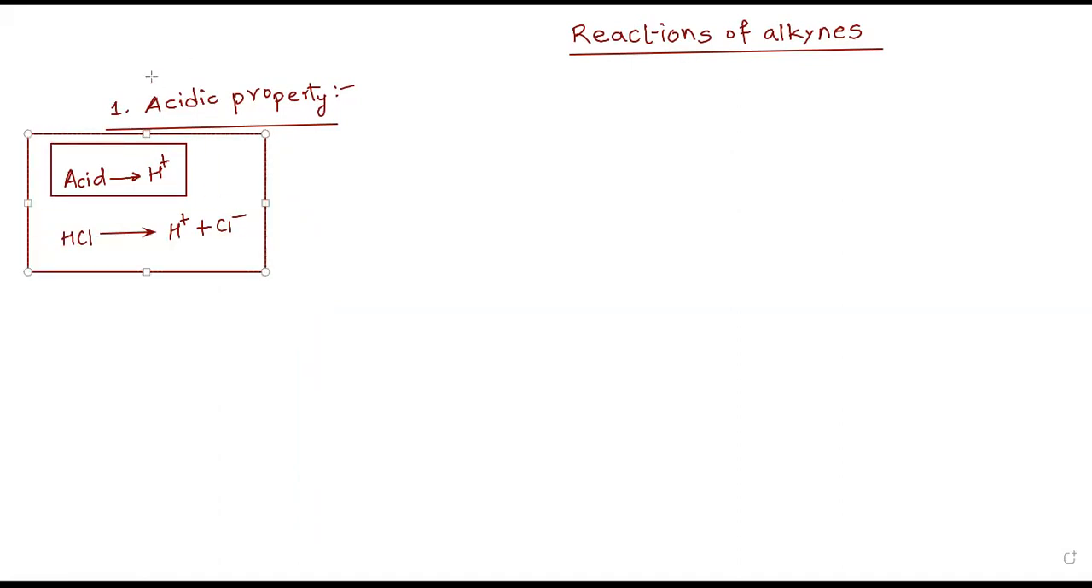So how is this property connected with alkynes? You know, those alkynes where you have this kind of structure, triple bonded carbon connected to a hydrogen. This hydrogen is called acidic hydrogen because it can be lost just like this H. So let us see some examples to prove this.